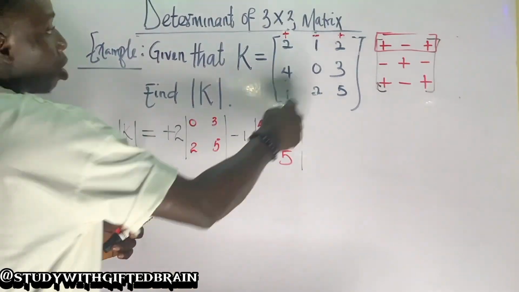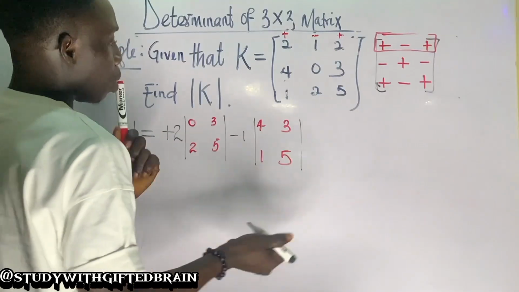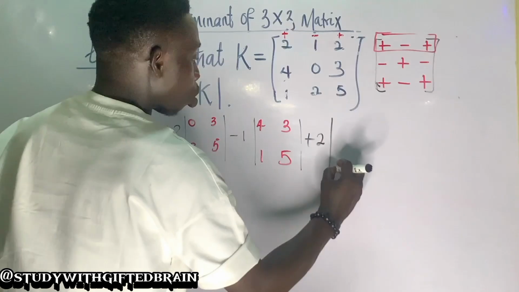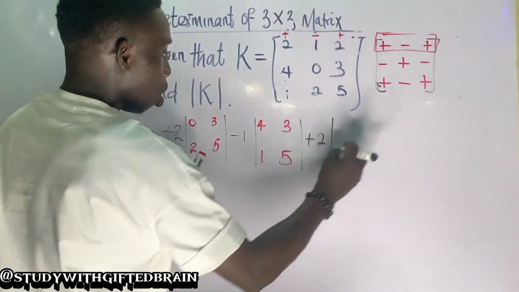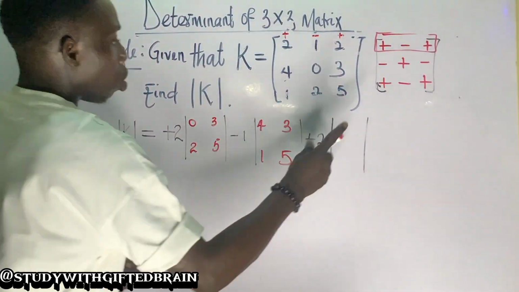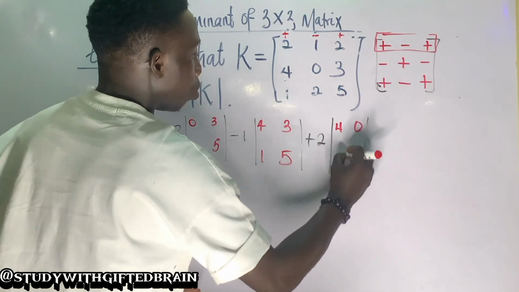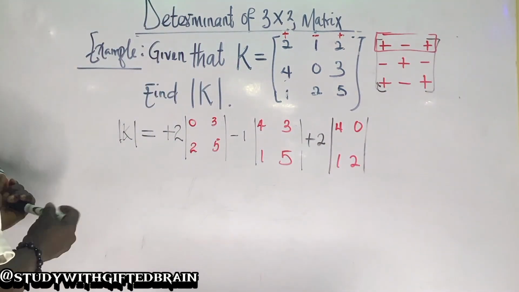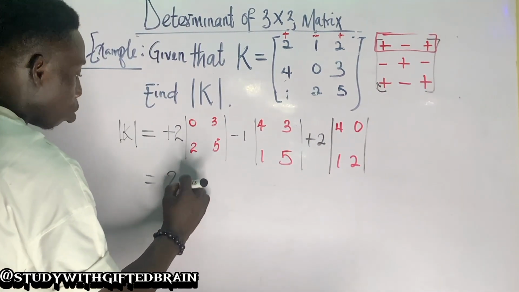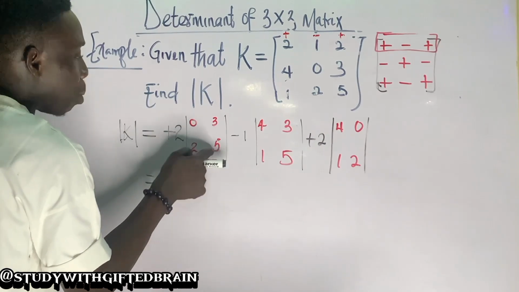And the last number we have is also plus 2. If you repeat the same step, I have plus 2. When you block this and you block this, what do you have left? You have 4, 0, 1, and 2. Taking us further, positive 2 is 2. So you look for the determinant of this 2 by 2 matrix.